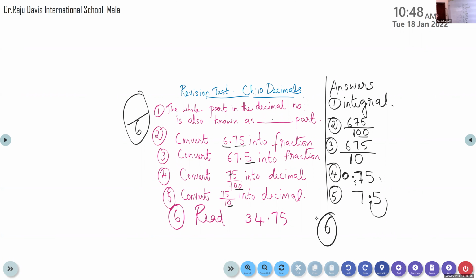Can you read? Read means the number. Tell me which number is there. Question number 6. 34.75. Very good.